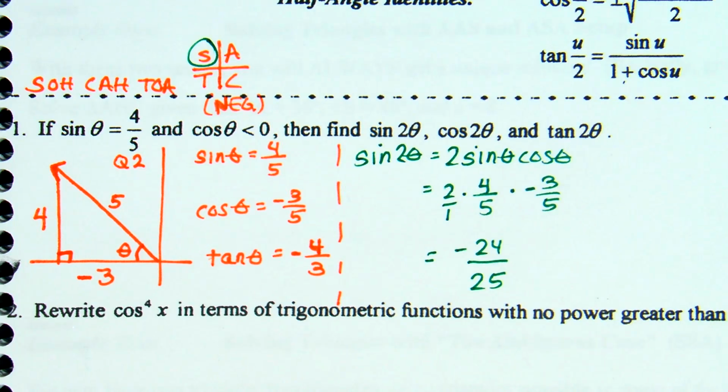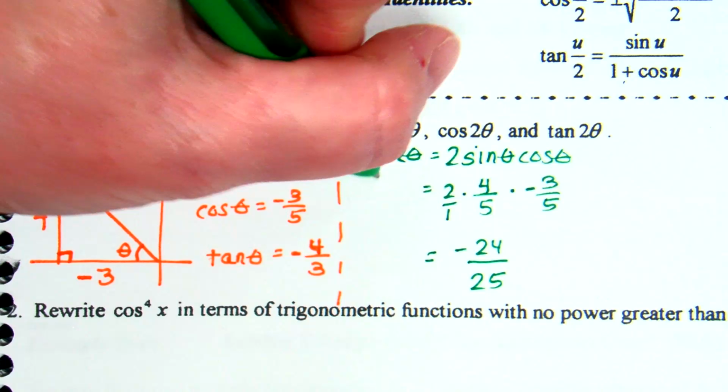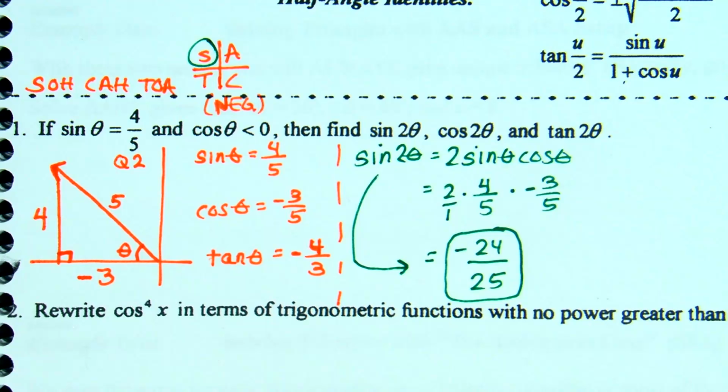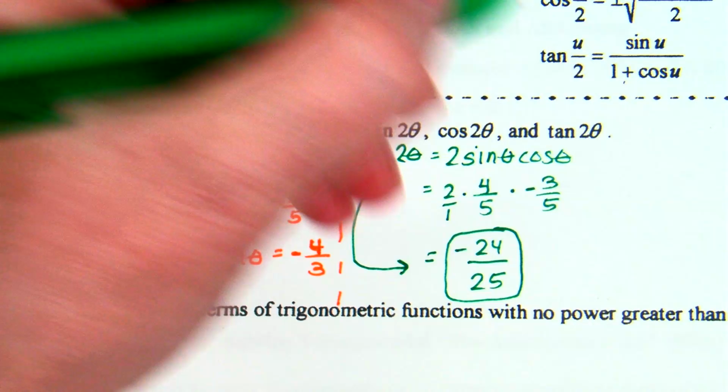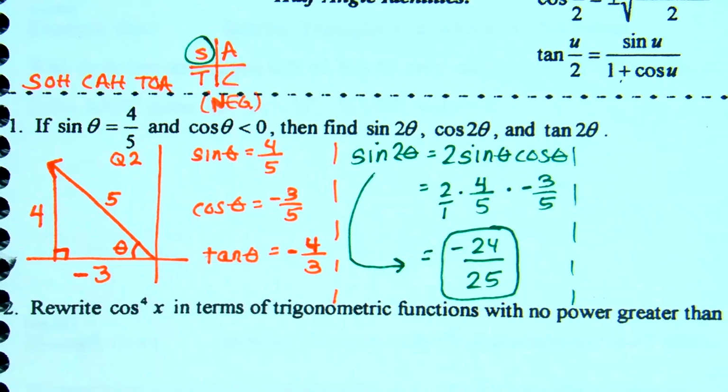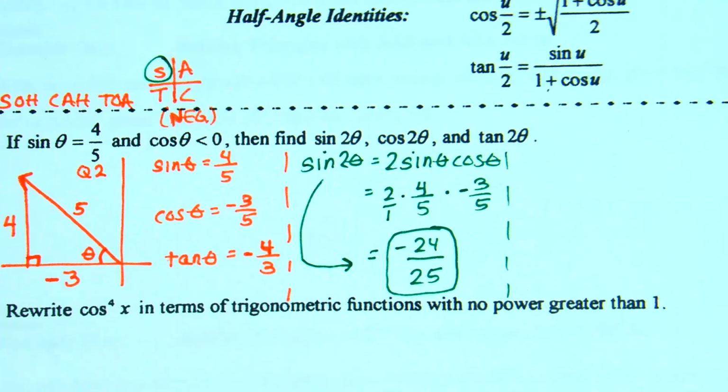You guys got to help me out here. So, what is sine of 2 theta? -24/25. That wasn't horrible, was it? Okay. Unfortunately, that was only one of our 3 answers.